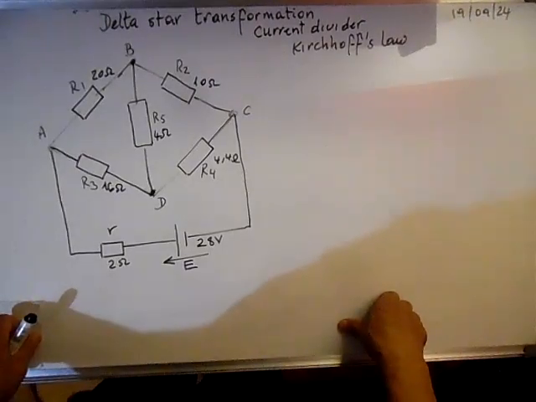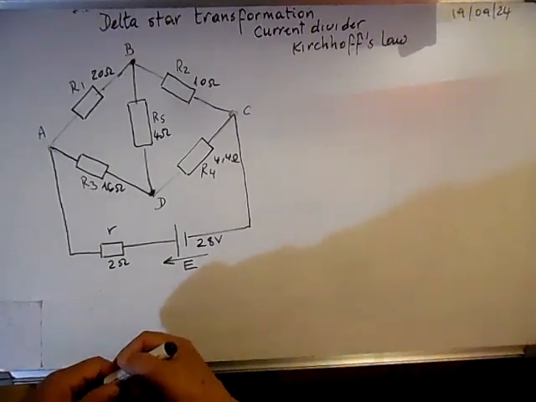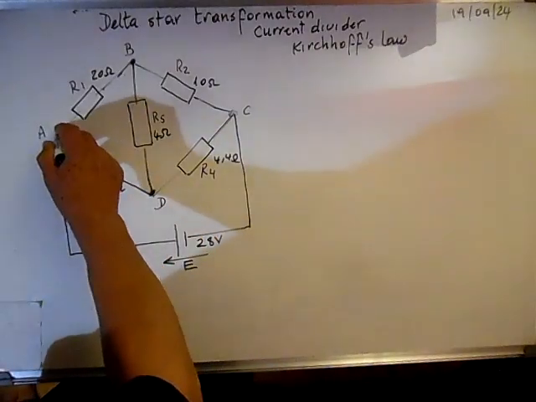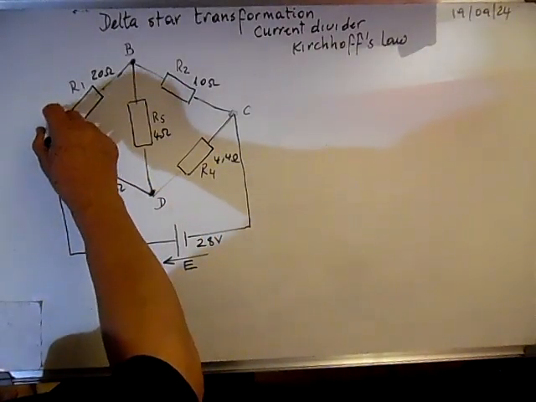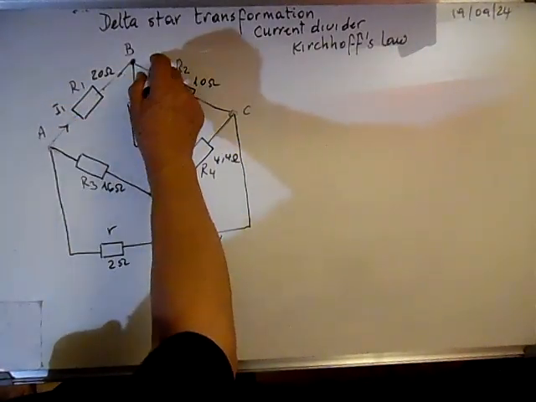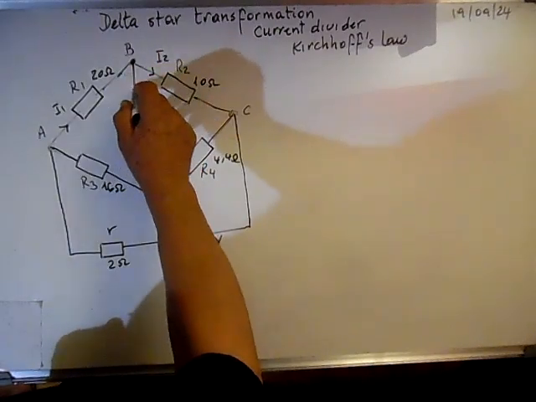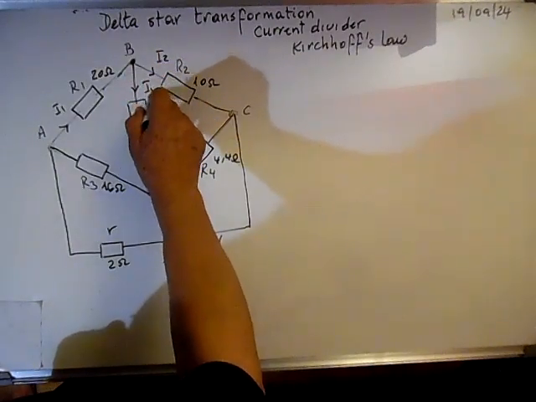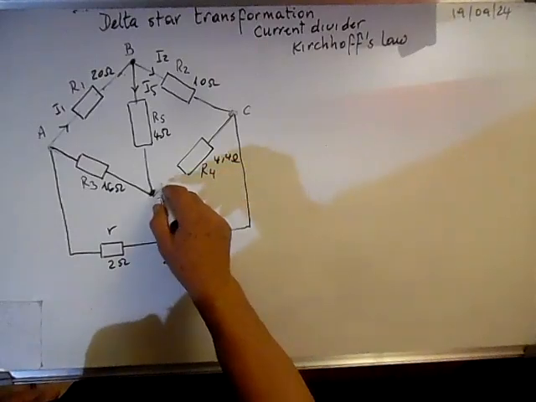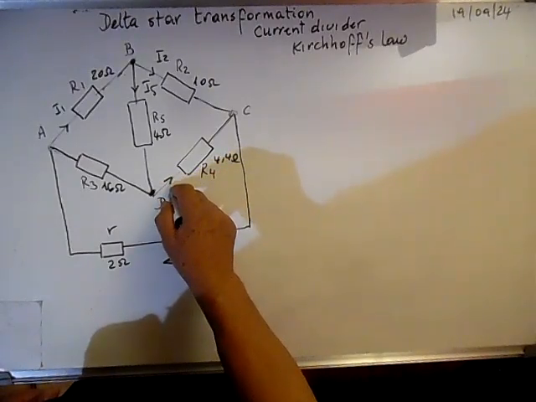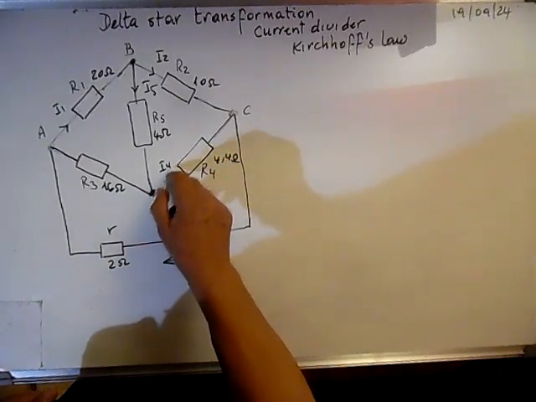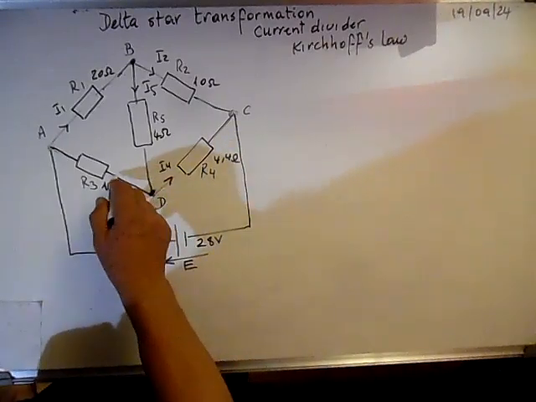Here we have a problem and we are asked to calculate the currents flowing in these branches. So it means I have to calculate I1, I2, I5, I4, I3.